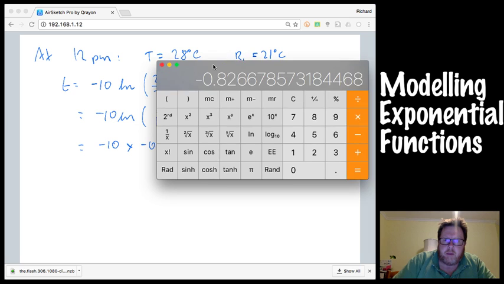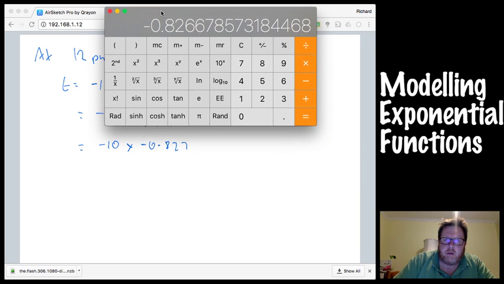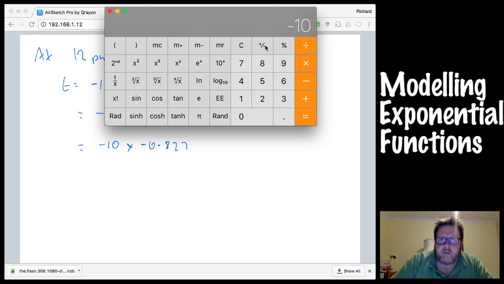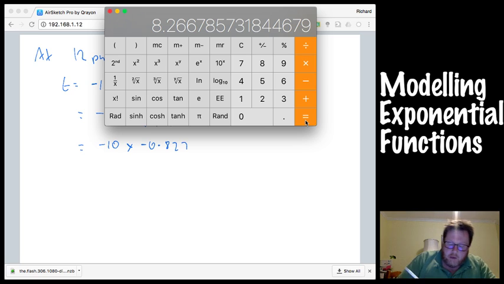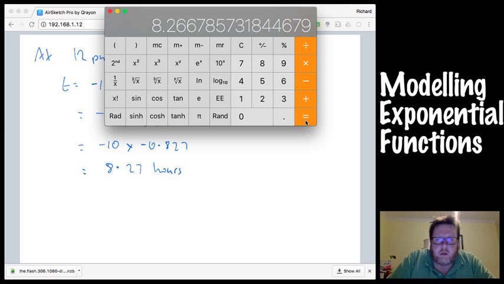I'll flick that up here so we can see it a bit better. And we'll multiply that by negative 10. And again, you could just do this in your head, couldn't you? Just move that decimal point and make it positive, which equals 8.27 hours of death. Okay, so what have we got? So from 12 p.m. it was 8 hours earlier, and then another 0.27 of an hour.